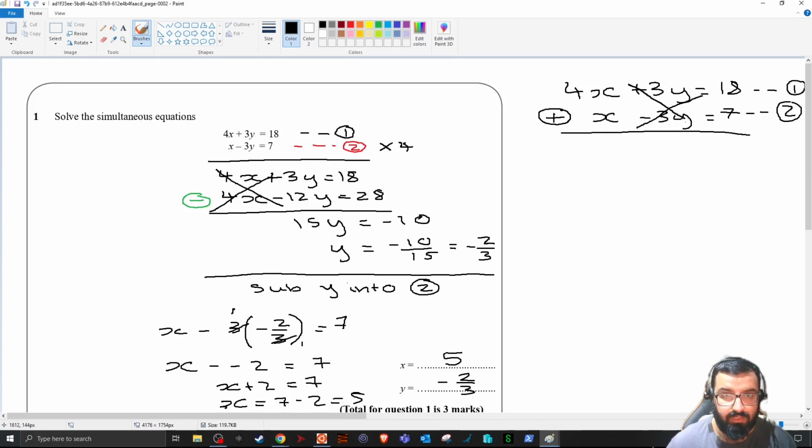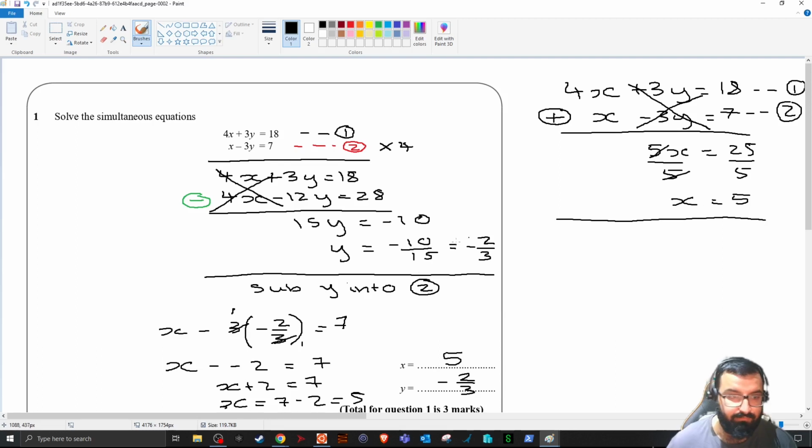So that's gone. So we have 4x plus... whatever you do to one side, you do to all the other sides essentially. That's the main principle for simultaneous equations or dealing with any algebraic equations. So we're going to do the same thing to the x's, so 4x plus x is 5x. 5x equals 18 plus 7, which equals 25. So we're going to divide by 5 on both sides. X therefore equals 25 divided by 5, which is 5.